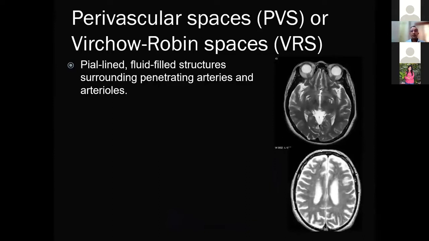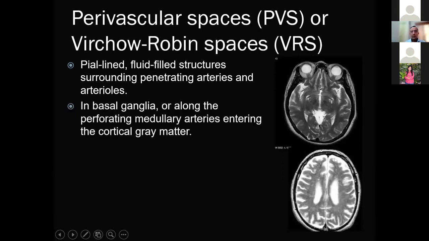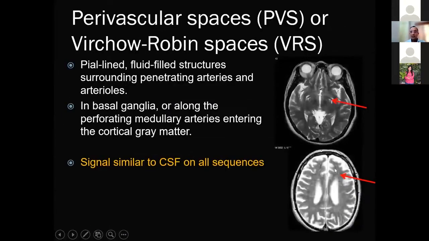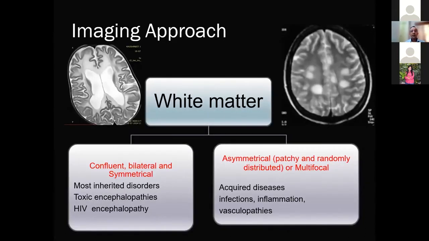Another important finding is the perivascular spaces, the Virchow-Robin spaces, which are fluid-filled structures surrounding the penetrating arteries and the arterioles. They are usually seen along the basal ganglia or the arteries which are perforating the cortical gray matter. The main important point is the signal is similar to CSF on all sequences, except in a few cases, a small FLAIR hyperintensity may be noticed around them.